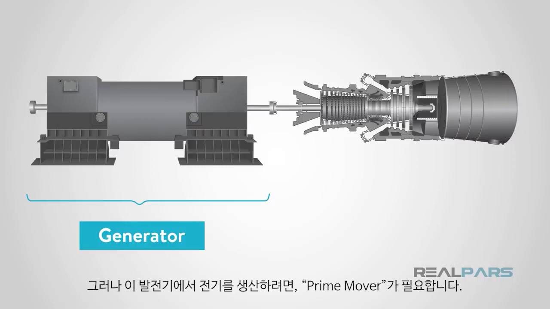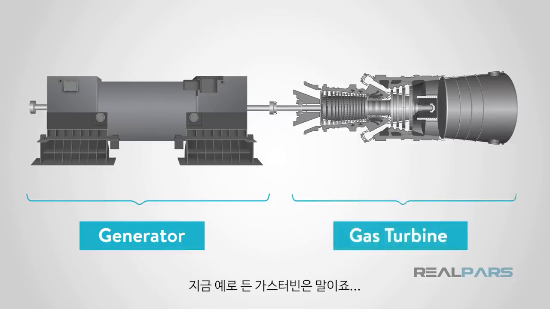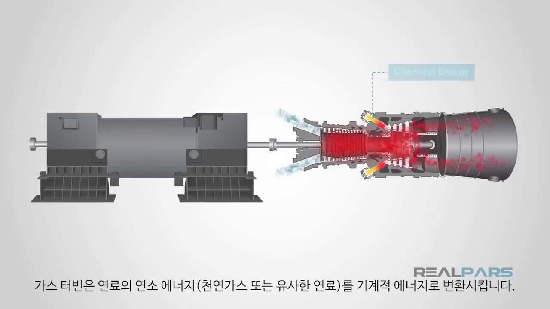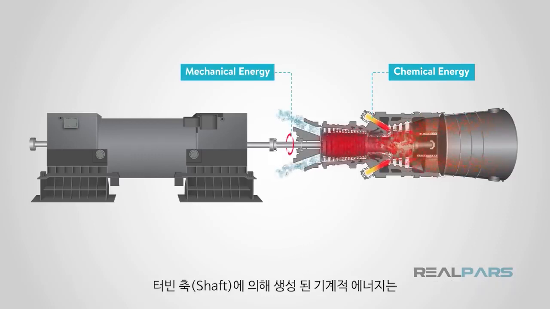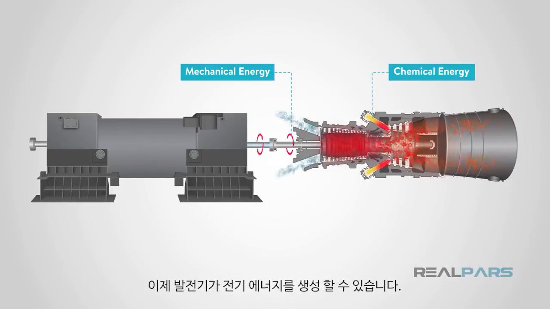But to generate electricity, this generator needs a prime mover, which, for my example, is a gas turbine. The gas turbine transforms the chemical energy in the fuel, for example natural gas or similar fuel, into mechanical energy. The mechanical energy generated by the turbine exit shaft is then transferred through a gearbox to the generator's shaft. Now, my generator can create electrical energy.